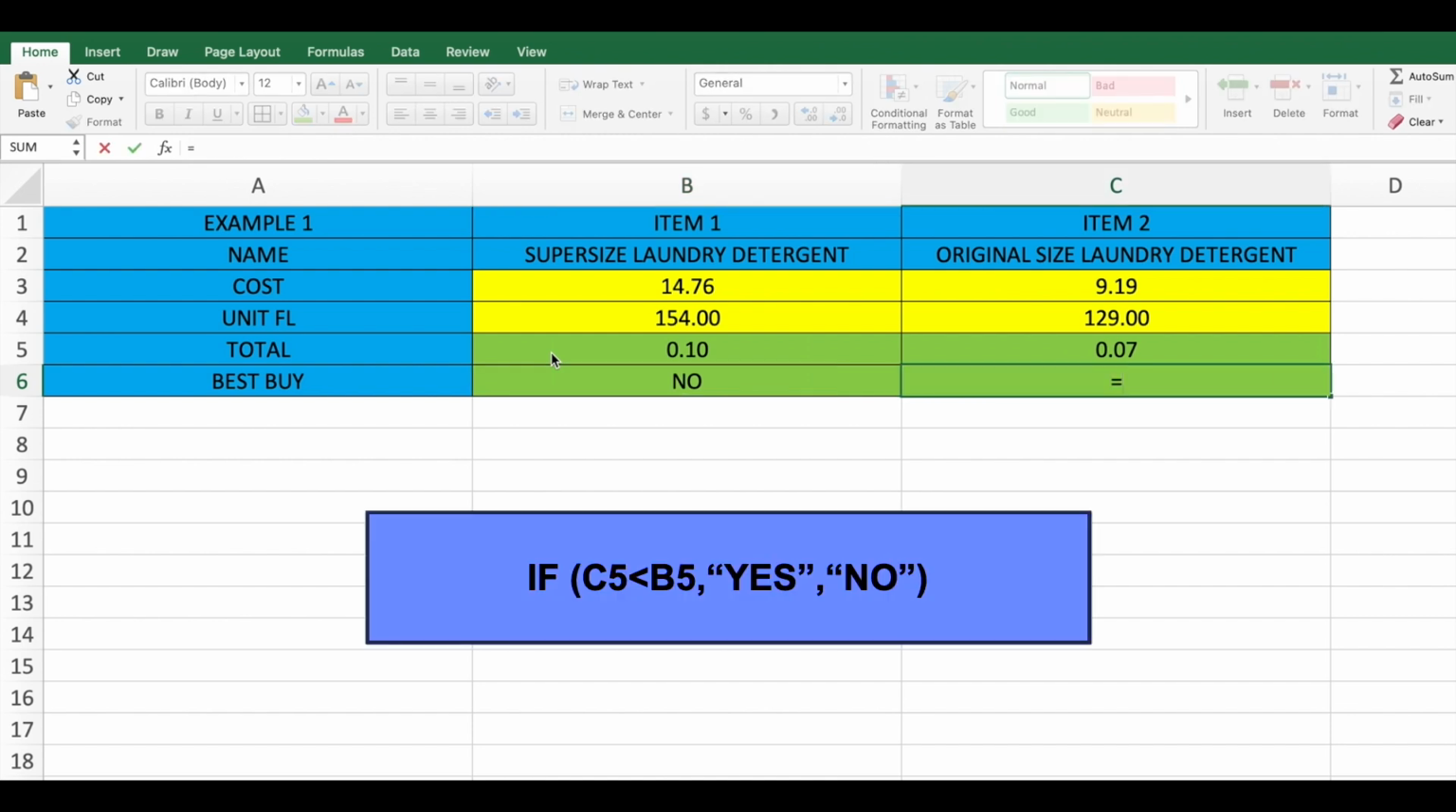And now replicate in cell C6 with the displayed Excel if statement formula, which calculates if C5 is less than B5, the first argument, yes, will be chosen. But if C5 is greater than or equal to B5, the second argument, no, will be chosen. But because C5, which is 0.07, is less than B5, which is 0.1, the formula chose the first argument, which is yes.